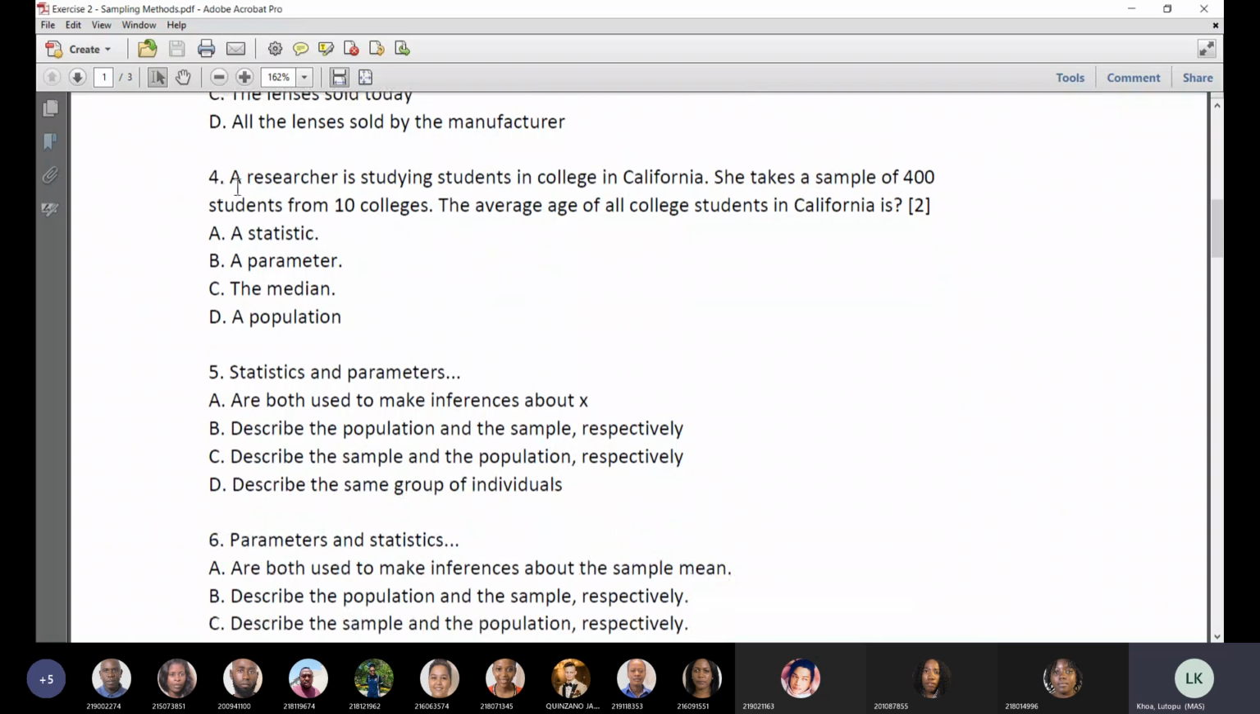Number 4, a researcher is studying students in college in California. She takes a sample of 400 students from 10 colleges. The average age of all college students in California is that a statistic, a parameter, a median, population? I would say it would be the median. I think it says the average age. Oh, you're right. That would be the statistic then? The average age of all.